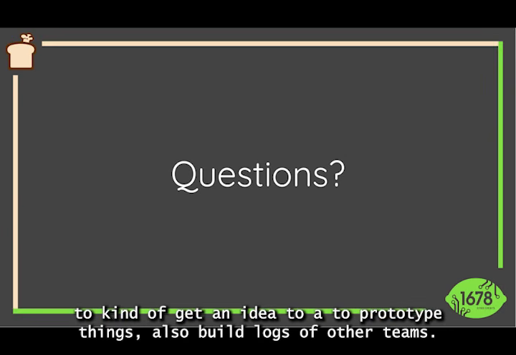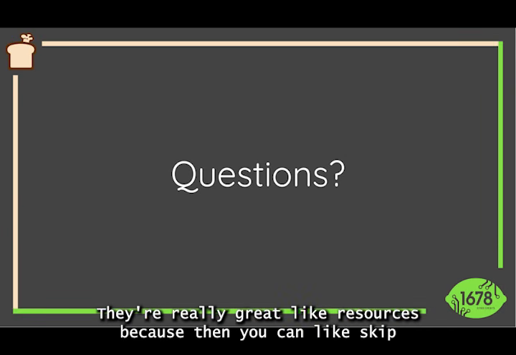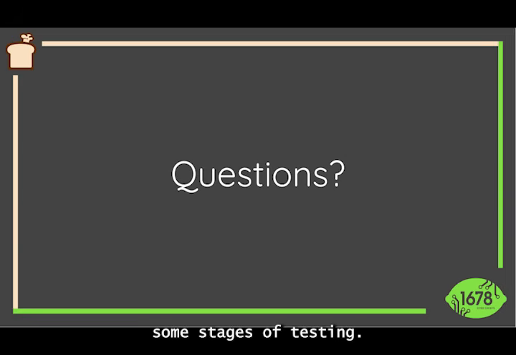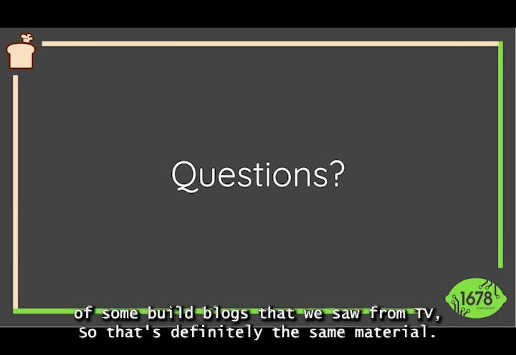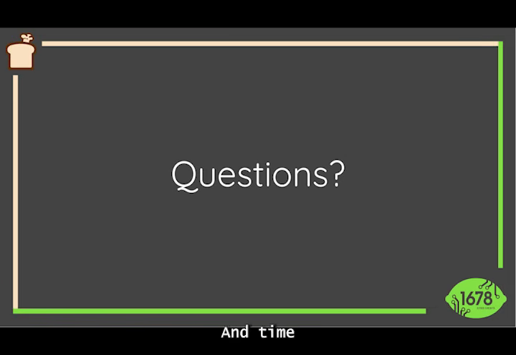Also, build blogs of other teams are really great resources because then you can skip some stages of testing. A lot of our robot is heavily inspired by build blogs we saw from teams, so that's definitely a way to save material and time. Does that answer your question?